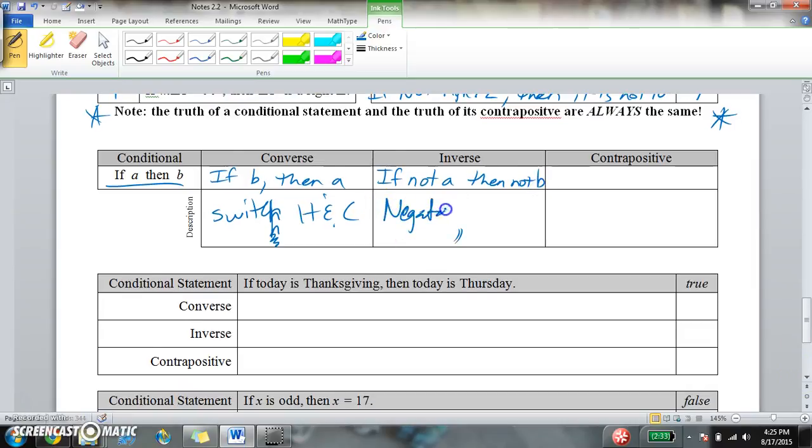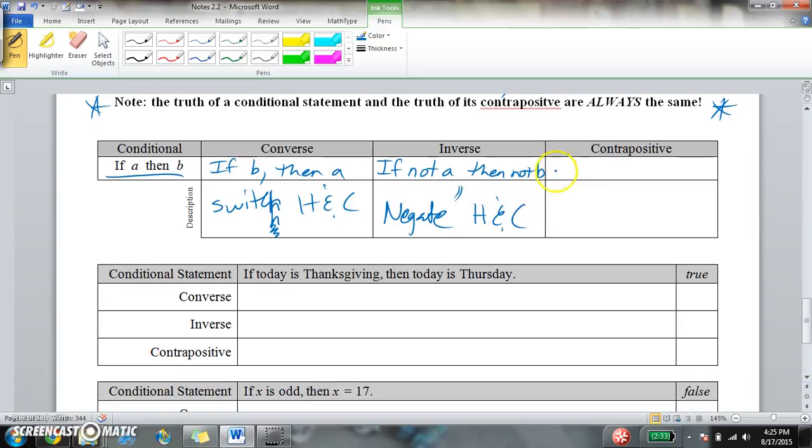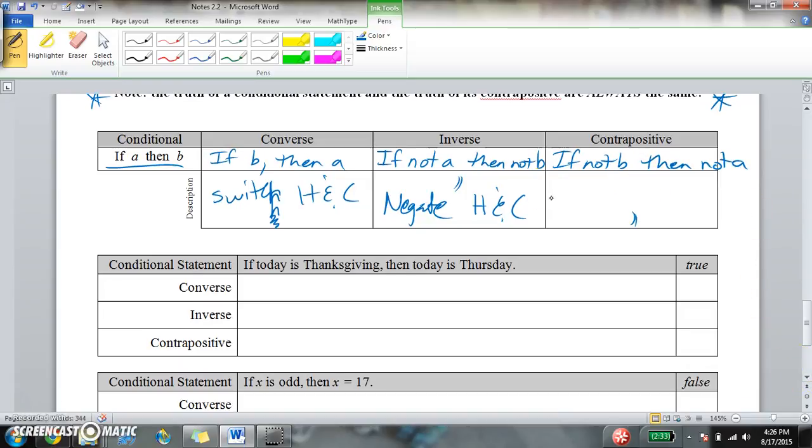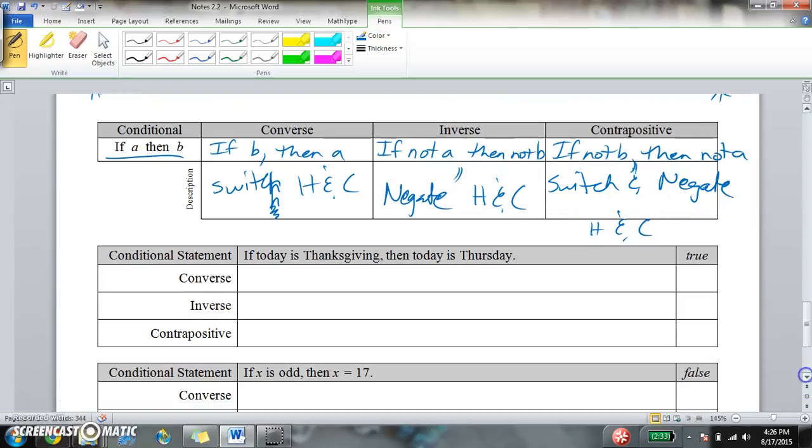Negate hypothesis and conclusion. Contrapositive, we do both. So if not B, then not A. So we switch and negate hypothesis and conclusion.